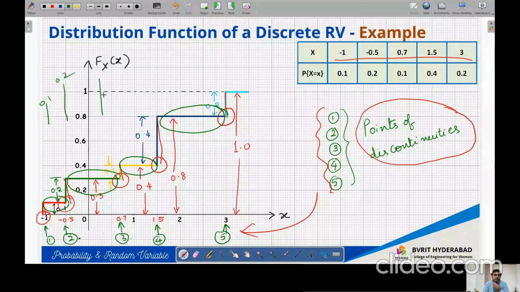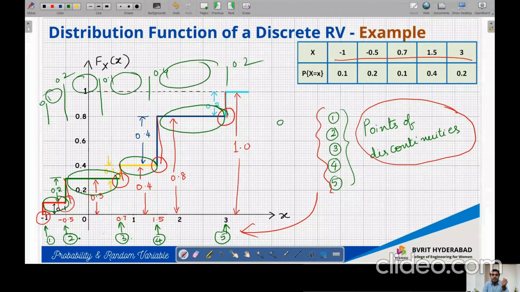Here I have again 0.1. Here I have 0.4. Here I have 0.2. In between, I have not plotted anything. That means I am performing the operation of differentiation. Differentiation of a constant is becoming zero. Can you observe? Yes, sir.